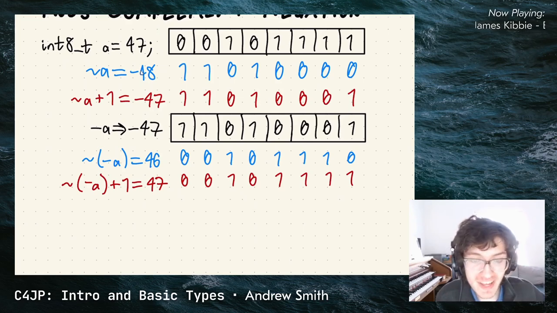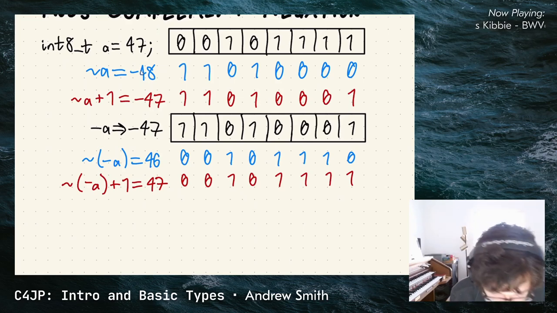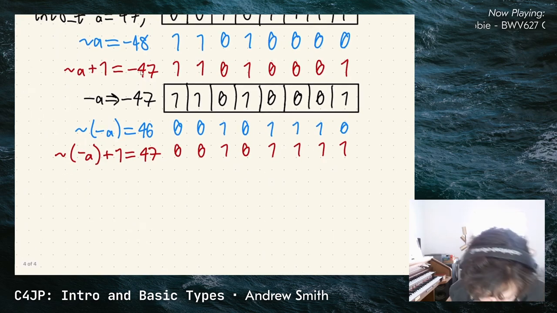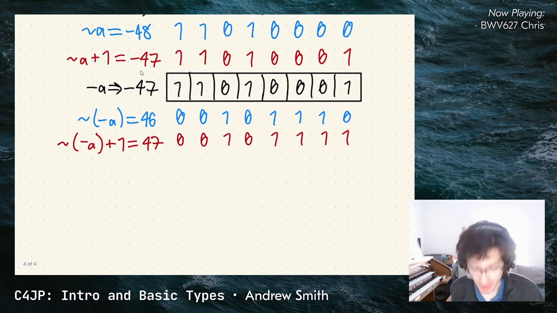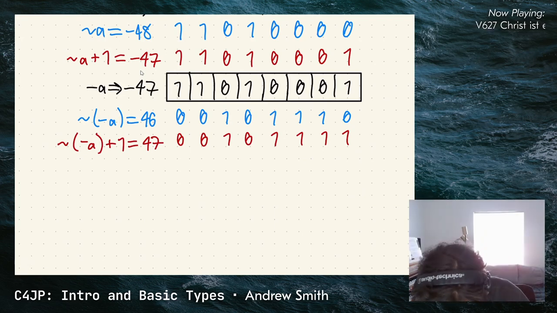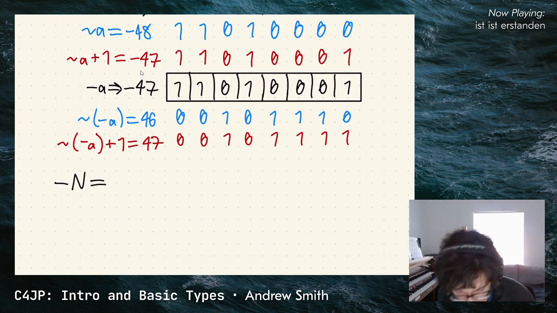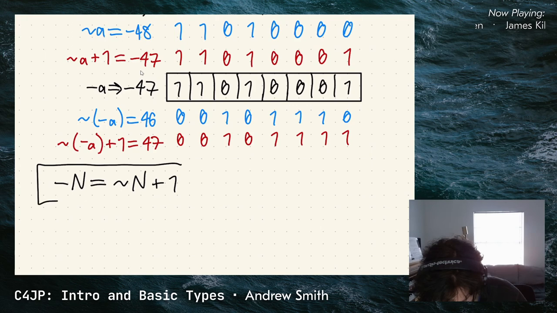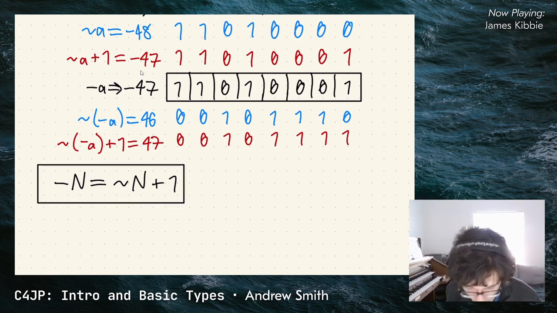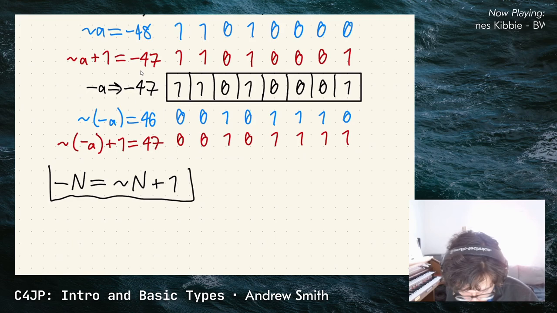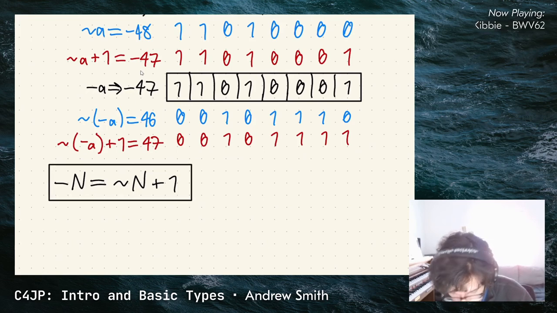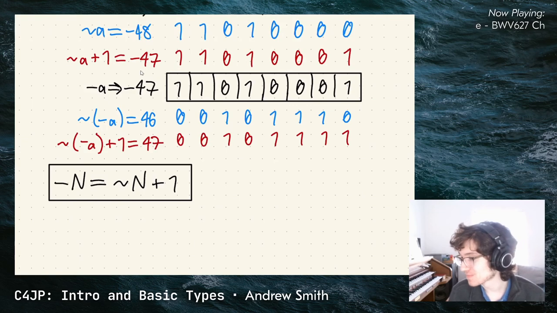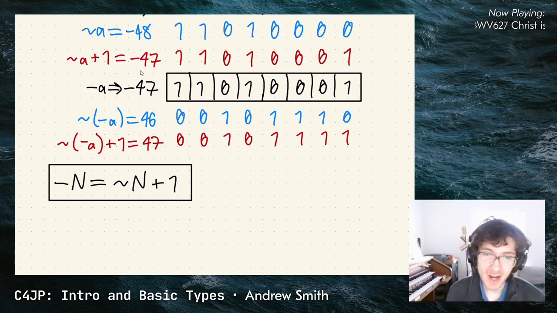So the thing that we learn from this is that to negate a signed 2's complement number, if we have a number n, negative n is equal to the complement of n plus 1. That's a general rule that applies in nearly all cases. The only thing we have to watch out for is if we have a value that we cannot negate.